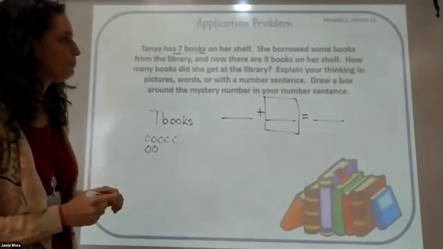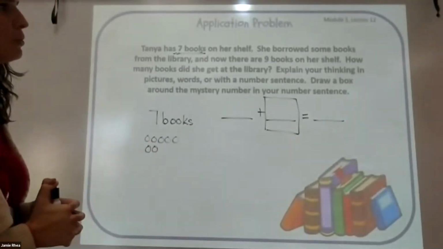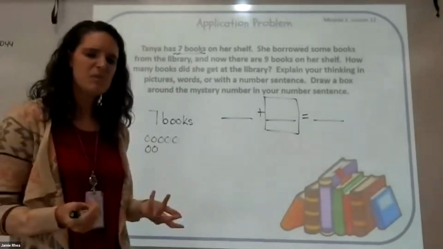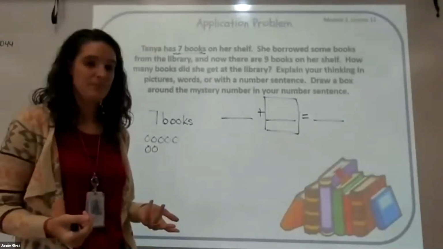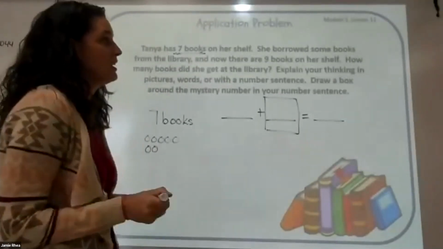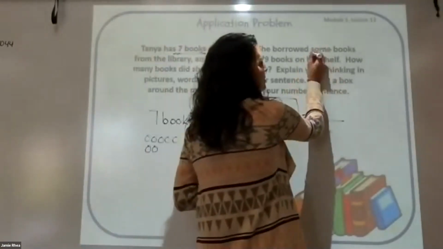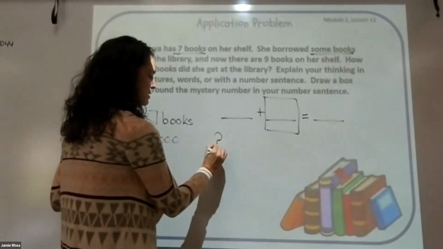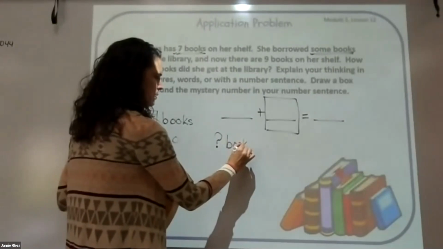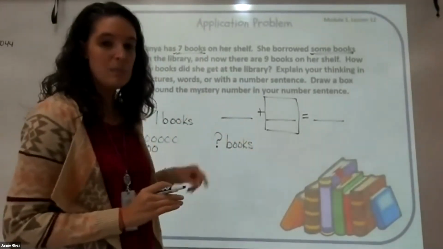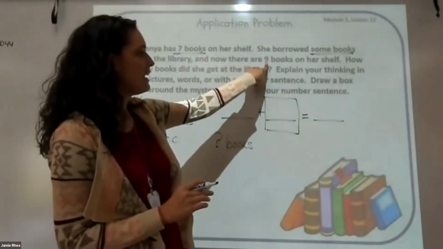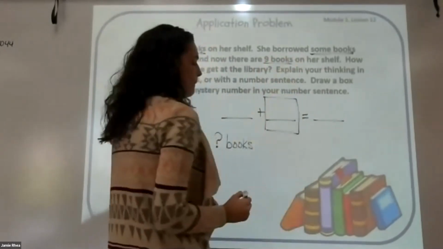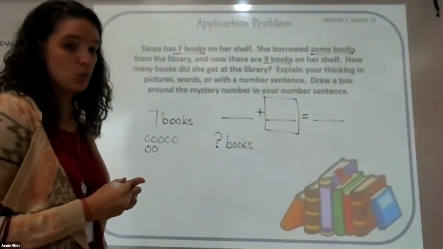There's my 7 books. She borrowed some books from the library, and now there are 9 books on her shelf. Does that give me any information I might need? Actually, it gives us a lot of information. It tells me she borrowed some books. We don't know how many, so I need to put a question mark. Some books. I can keep looking and see that now there are 9 books on her shelf. That 9 books is going to be my total, okay?